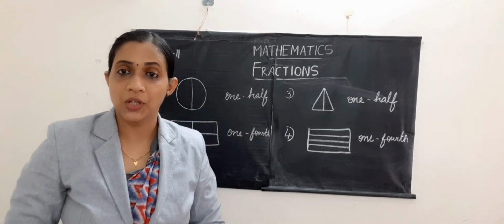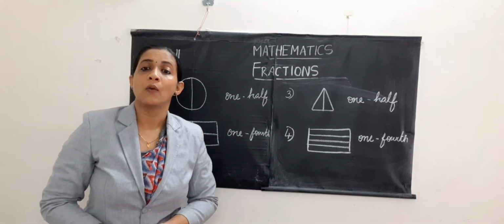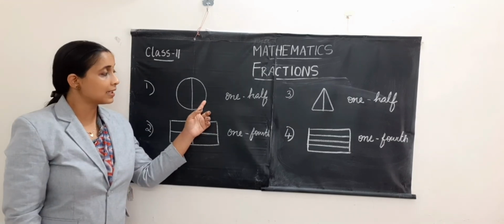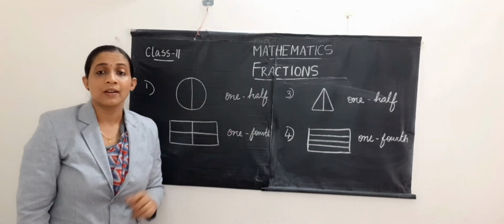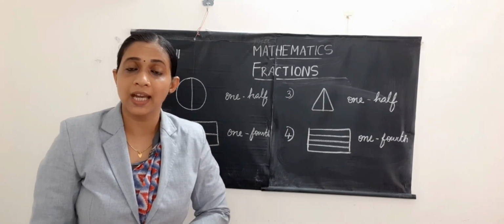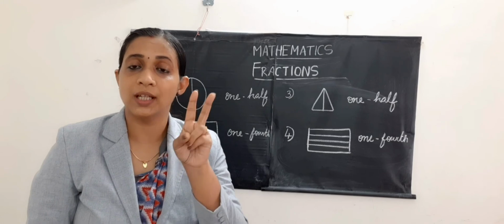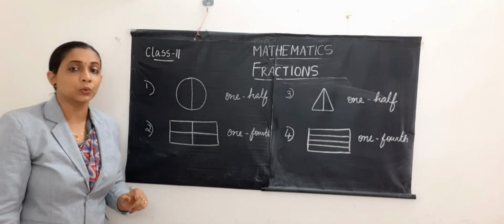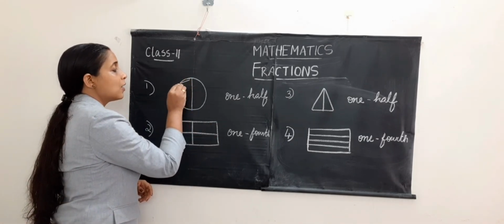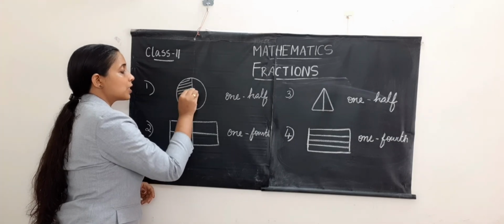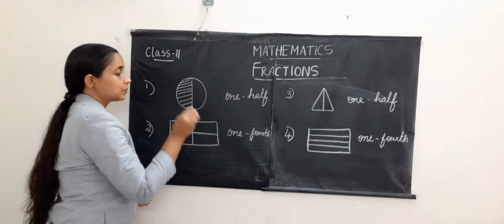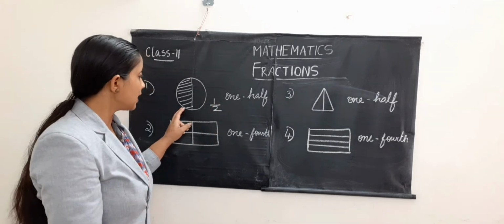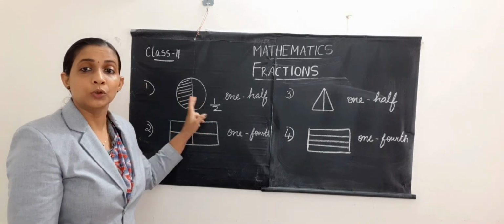Here you have to shade 1/2 and 1/4 of the image. Let us see the first question. In the first question, you have to color 1/2. 1/2 means how many portions do you have to shade? You have to shade one portion out of 2. There are 2 portions, so we shade 1 out of 2. We have shaded one portion out of 2.